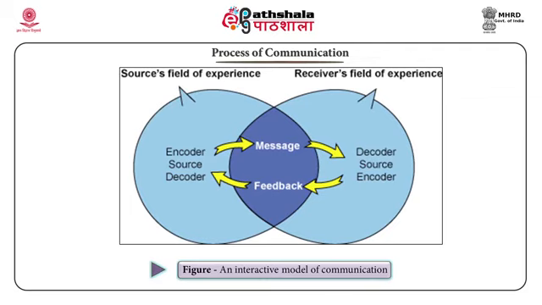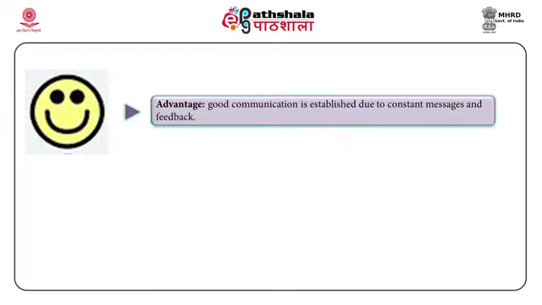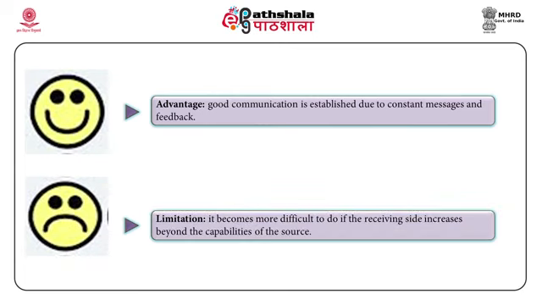The outer lines of the model, as you can see, indicate that communication happens within systems that both communicators share or personal systems. It also takes into account changes that happen in the communicators' fields of personal and common experiences. The model also labels each communicator as both sender as well as receiver simultaneously. The advantage of this model is that good communication is established due to constant messages and feedback, while the limitation of this model is that it becomes more difficult to do so if the receiving side increases beyond the capabilities of the source. Our next model is the cascading model.